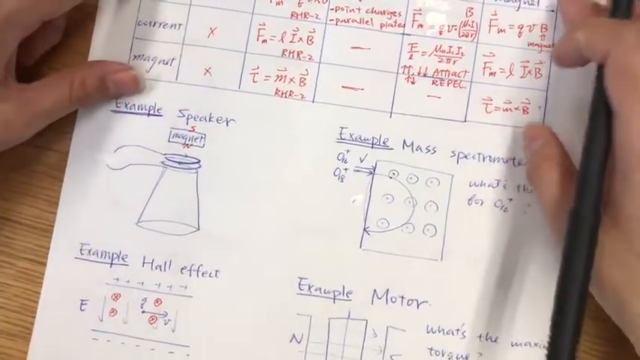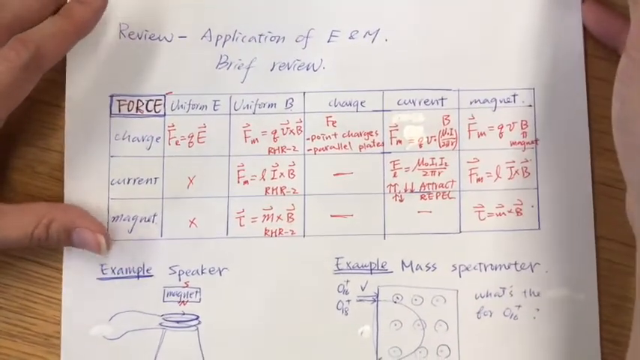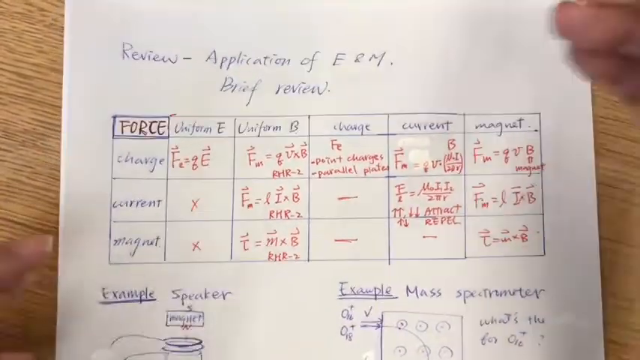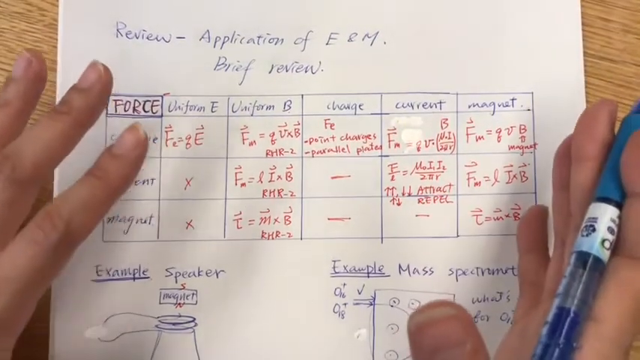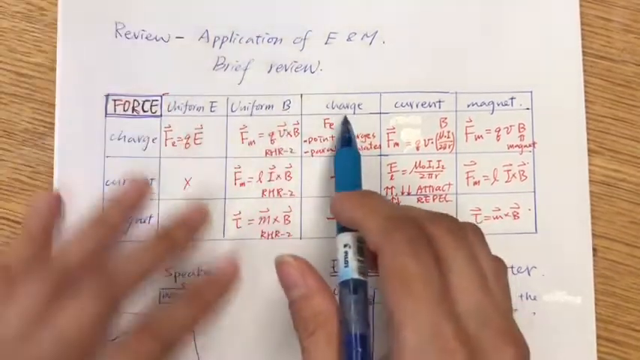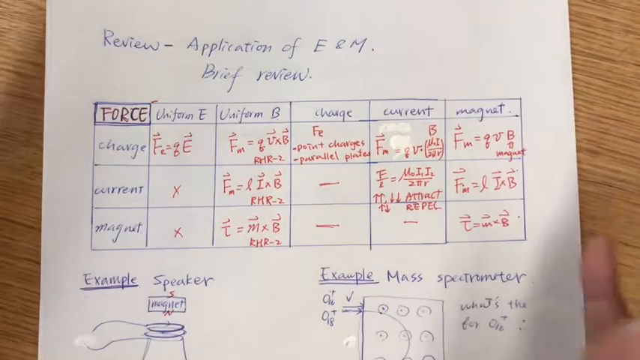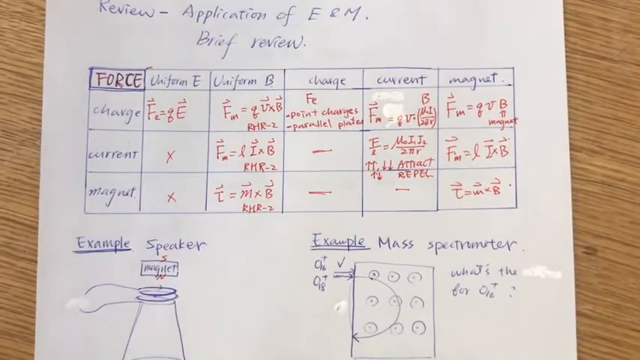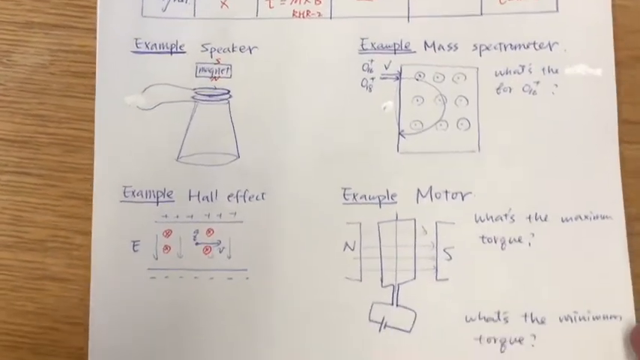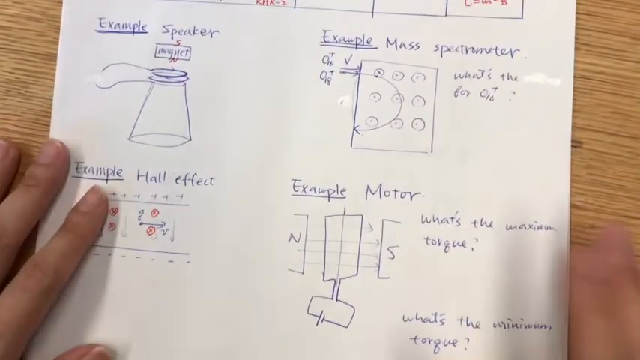So this is just a chart for force. If you wanna understand how magnetic field is created, or how electric field is created by charges, or by current, or by magnet, I will refer you to the previous videos or your lecture notes. Okay, and now let's see how to use this chart to understand all different kinds of applications. So this is just our selected applications.